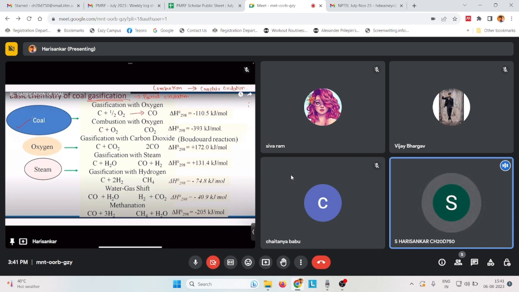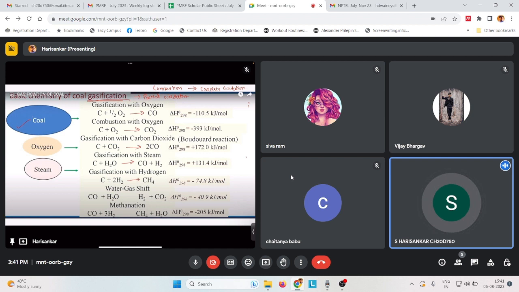And combustion with oxygen will happen in a stoichiometric manner. So 1 C plus 1 O2 will give you 1 CO2. These are just different kinds of reactions. So you have C plus CO2 giving 2 carbon monoxide, or C plus water, gasification with steam, gives you carbon monoxide plus hydrogen.